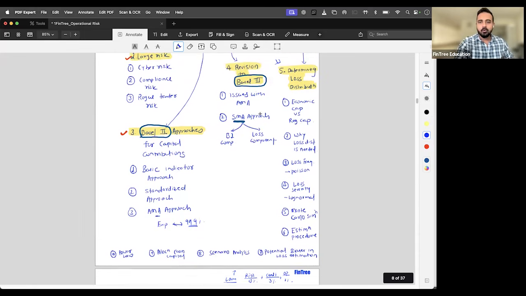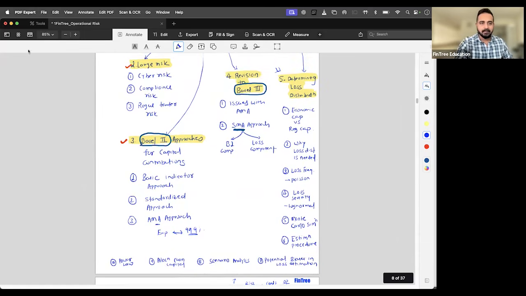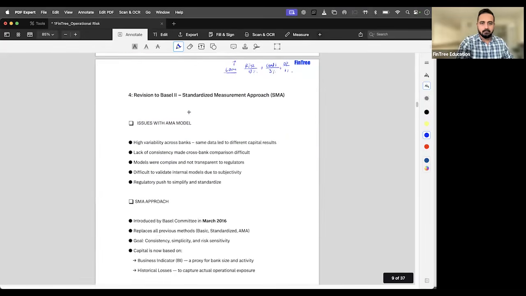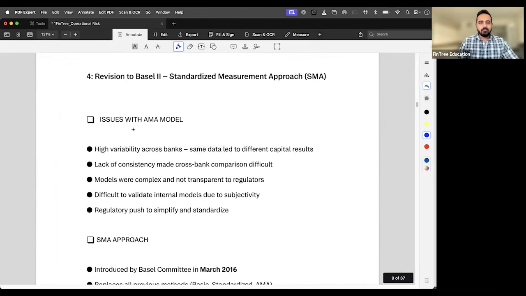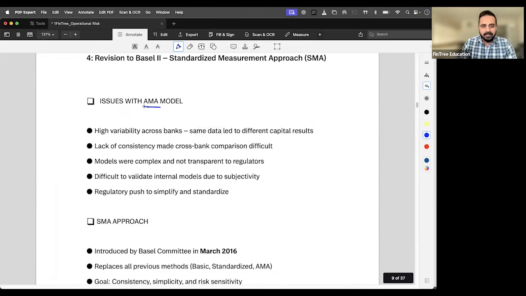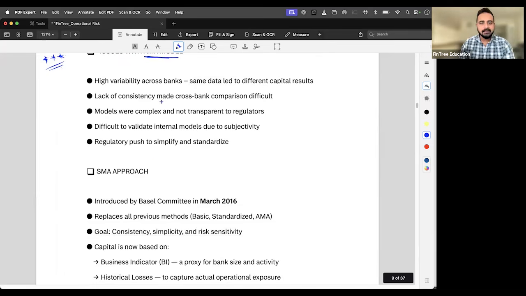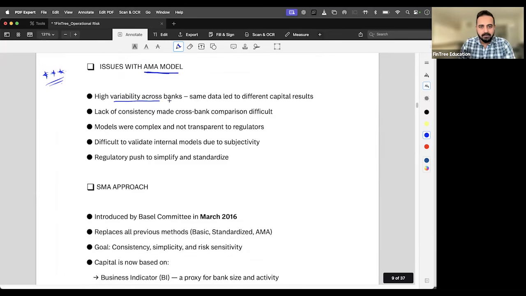Okay, now we go to the Basel III. So let's start with Basel III. Now, first we'll discuss what the issues with the AMA model are. I'm expecting some theory questions here. Okay. First, high variability across the banks.